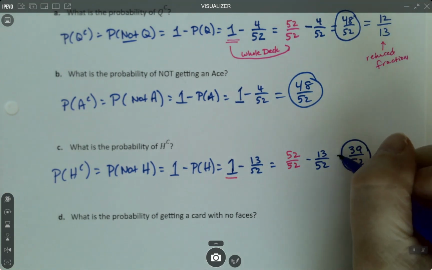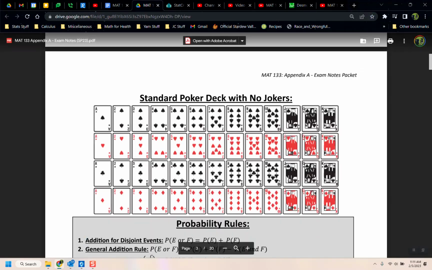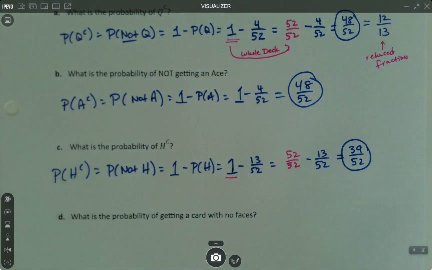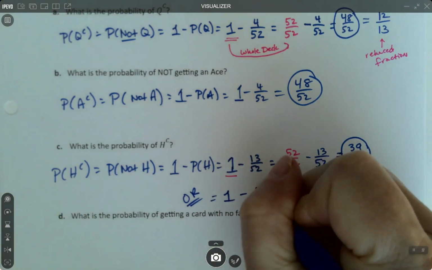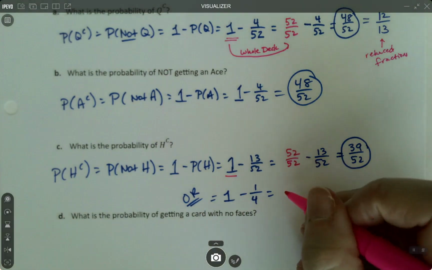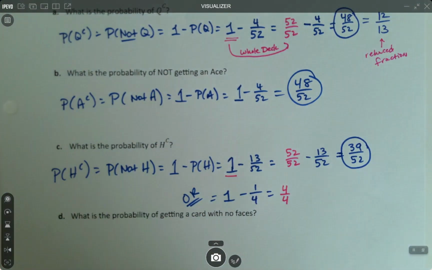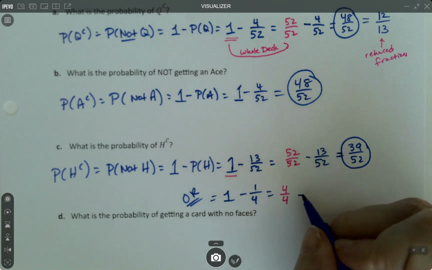Now, some of you might have realized there's another way to think about this, because if you think about the deck of cards from our sheet right here, you can see that hearts are one of the 4 suits. So 1/4 of the cards are hearts. So instead of doing 13 out of 52, you could have done 1 take away 1/4, right? Which is 4 out of 4, right? You turn the 1 into whatever you want so it has the common denominator. So you put the denominator over itself. And then take away 1/4, which is 3/4.